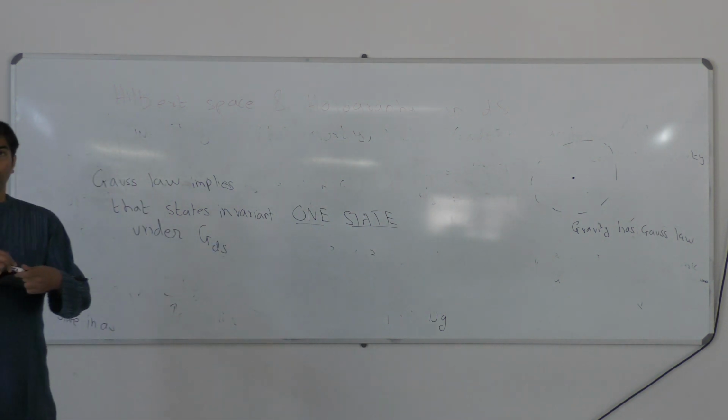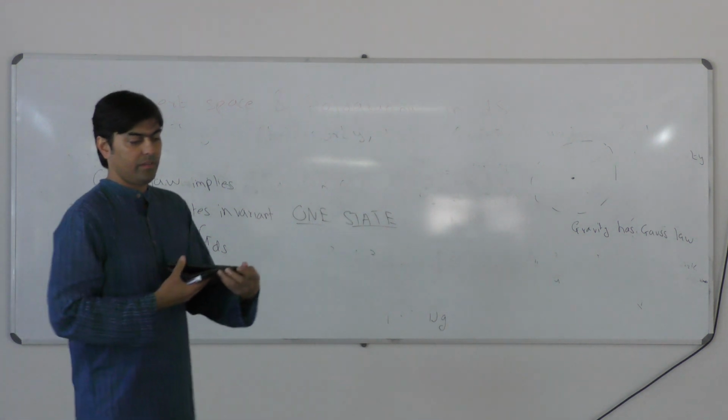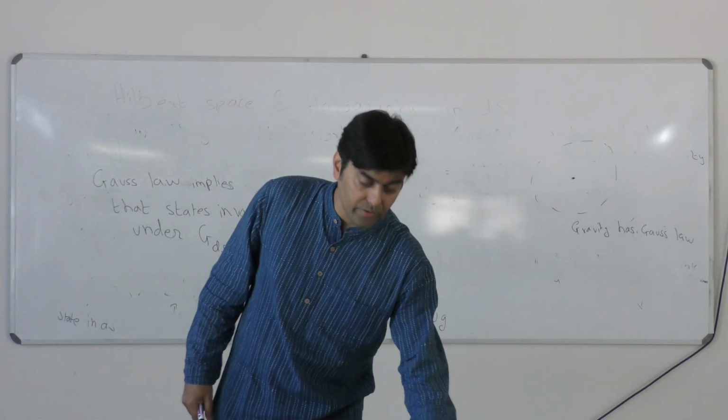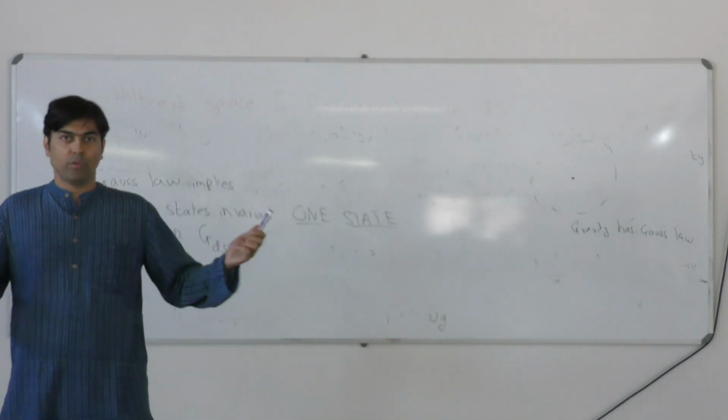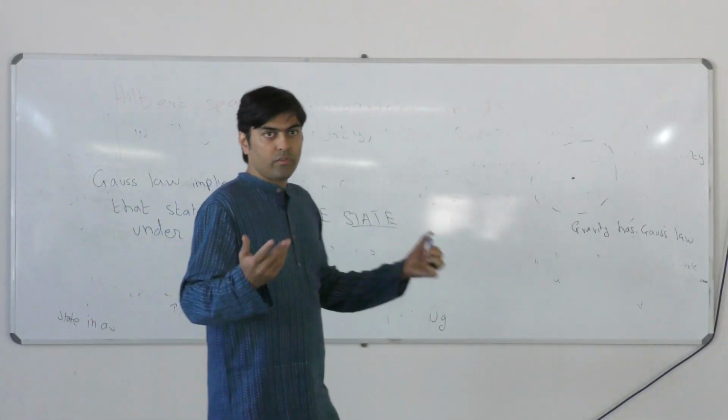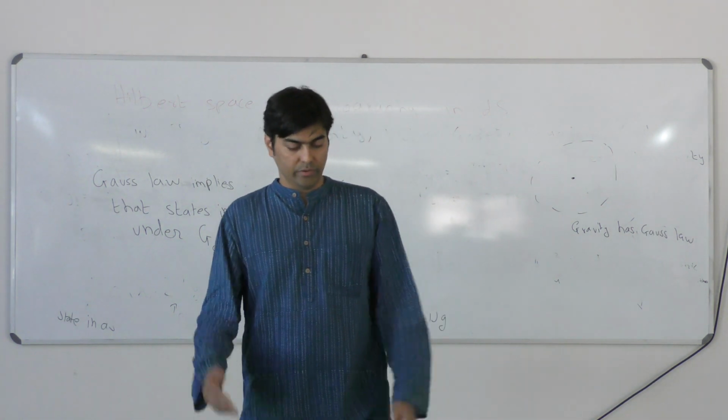So just imposing the Gauss law tells us that the states must be invariant under the de Sitter symmetry. This is not something which should be very surprising, right? If you do electrodynamics, you do gauge theories, you do it on a sphere, you have to impose the Gauss law. The Gauss law tells you the states are invariant.